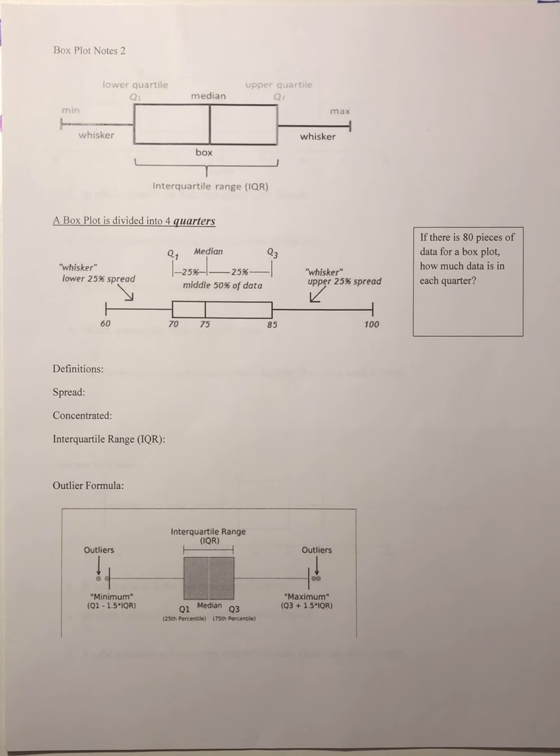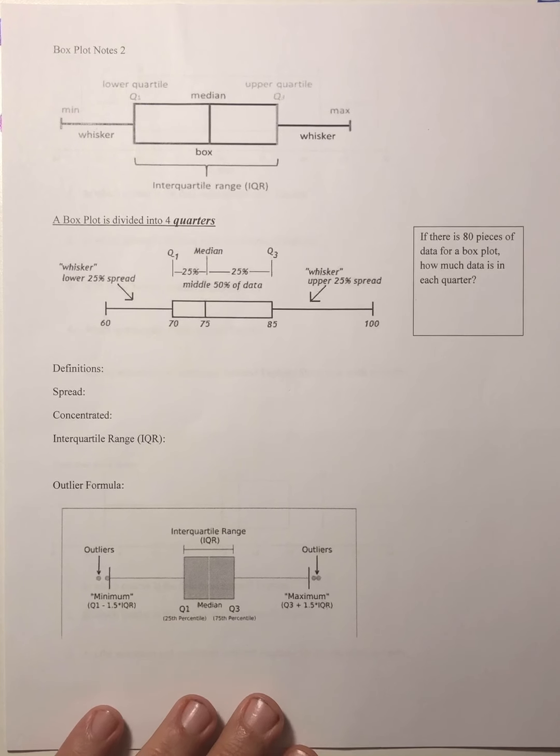Okay, stats group. Today we're going to look at another day of box plots. What we're really going to focus on is, once we have the box plot drawn, the information we can get from that box plot. The other day we learned how to create one. Remember, a box plot is literally a picture of the 5-number summary.